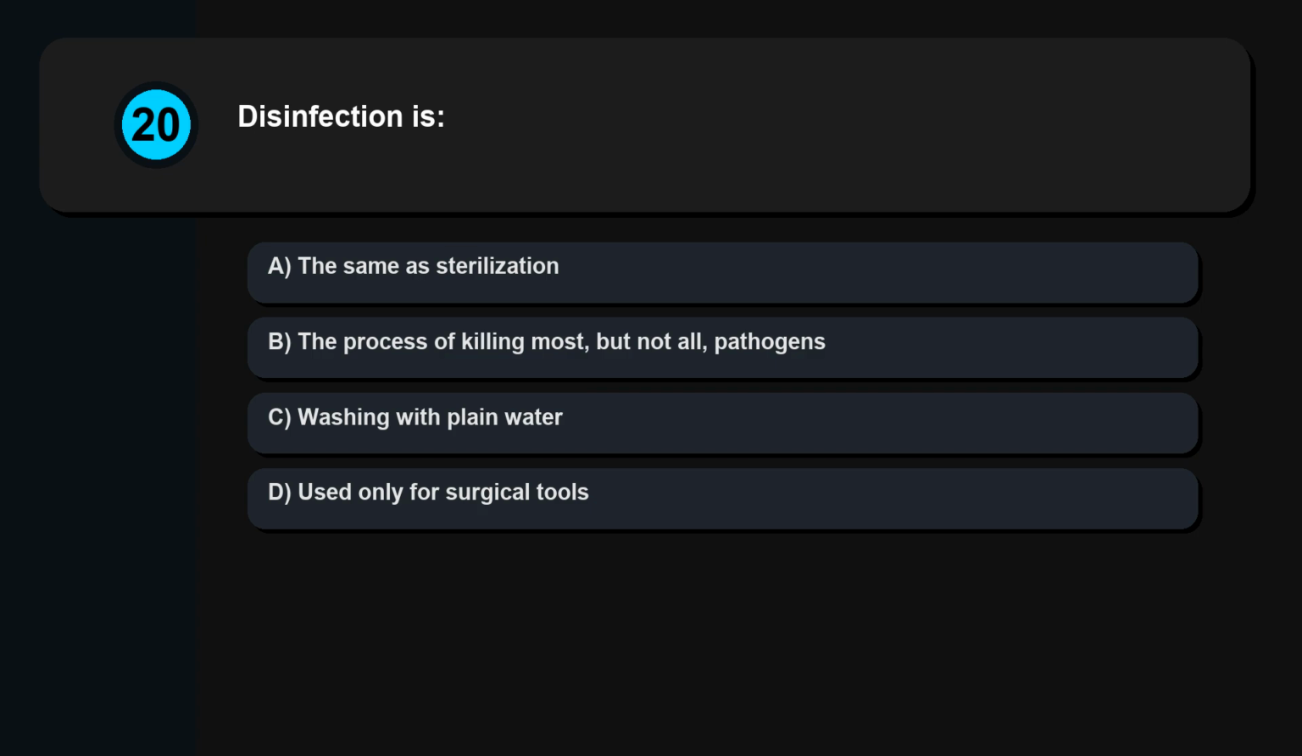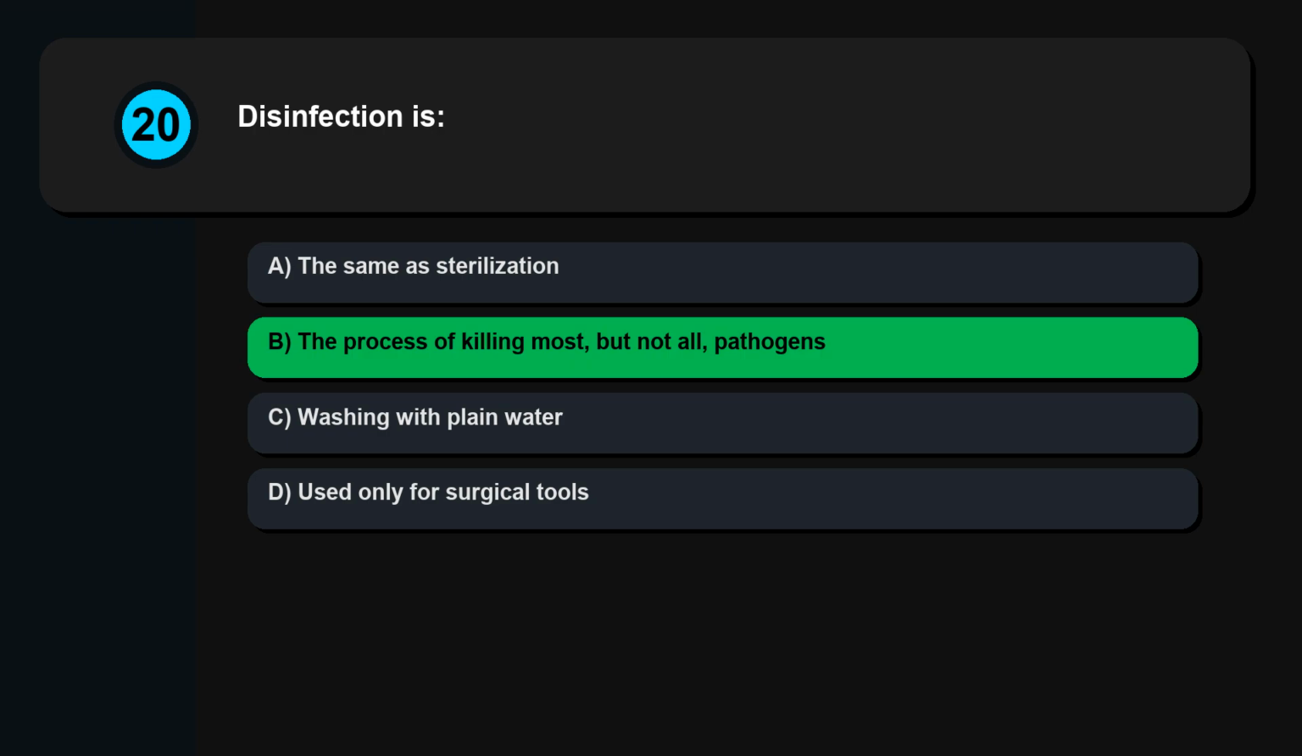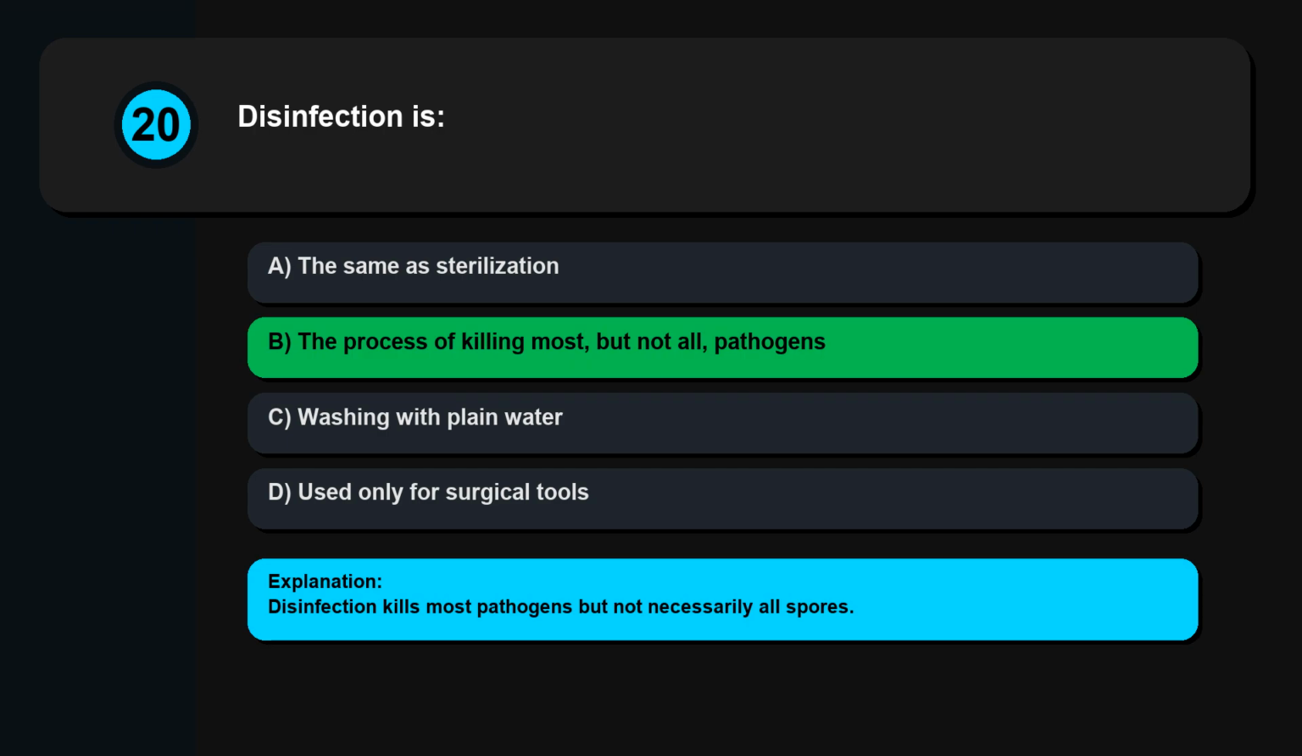Question 20. Disinfection is: the same as sterilization, the process of killing most, but not all, pathogens, washing with plain water, used only for surgical tools. Disinfection kills most pathogens but not necessarily all spores.